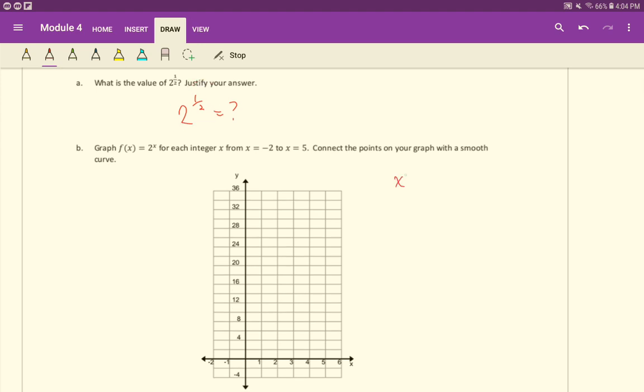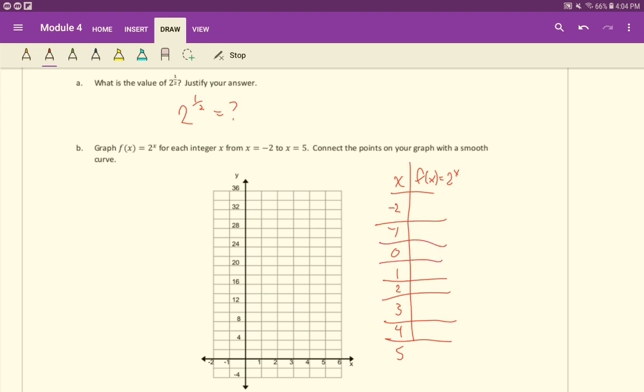Well, let's make a little table, just like we do any time, using f of x equals 2 to the x. We're going to go from -2 to 5. I'll just do the nice integer numbers, so -2, -1, 0, 1, 2, 3, 4, and 5. These x values are all going to be the exponent of 2.